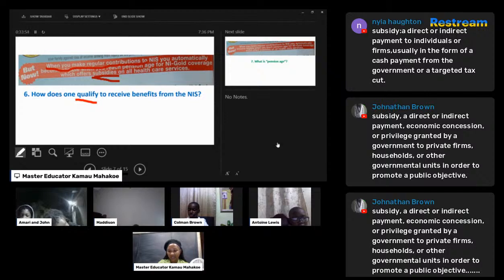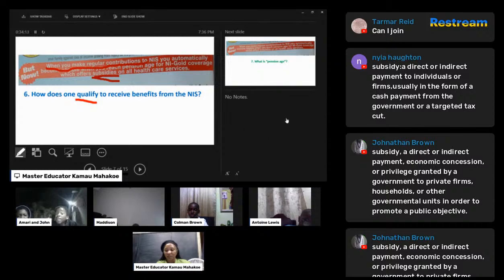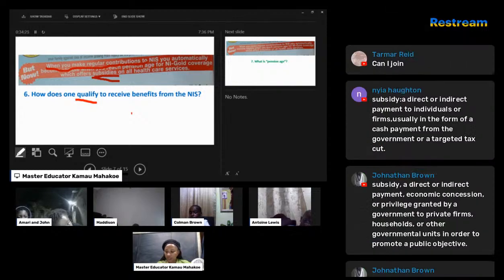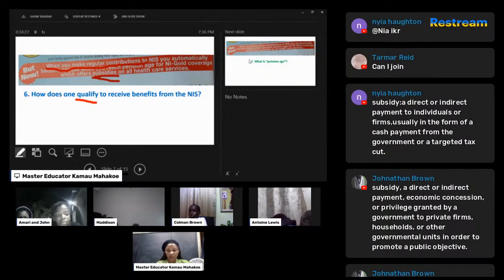Jonathan, Nyla, Nia, and Jalil, I think, typed the same definition. So let me just read that. A subsidy is a direct or indirect payment, economic concession, or privilege granted by usually a government, private firms, households, or other governmental units in order to provide a public objective. So the NIS gives subsidies. They are expecting you, however, to be a regular contributor. Coleman, question 7.